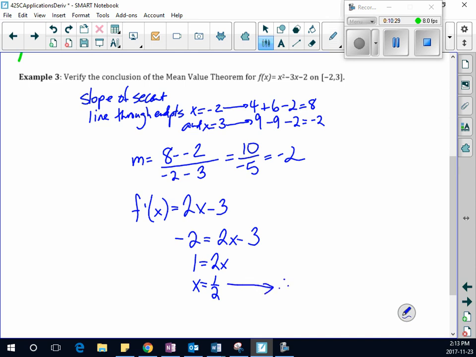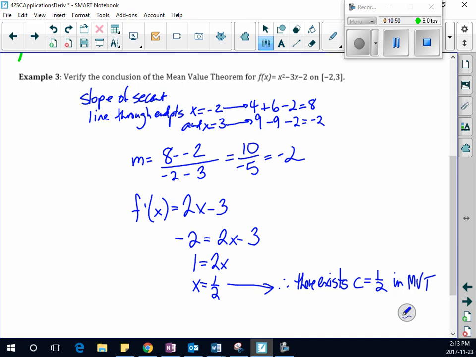So therefore, there exists C equals 1/2 in MVT. Something like that. All right. So far, so good. That's pretty easy stuff.